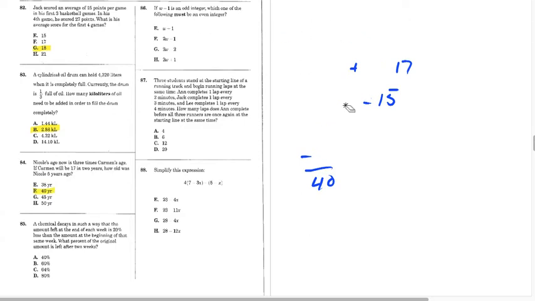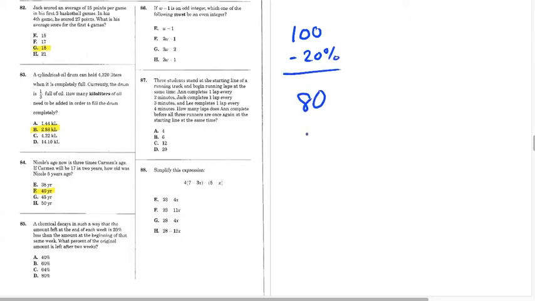Okay, 85. Chemical decays, taking off 20% each week. So they want to know what happens after 2 weeks. So if we take 20% away from 100, right, minus 20%, we're going to end up with 80. Okay, and do another 20%. 20% times 80 is 16. 80 minus 16 is 64. So we're going to have C, 64%.